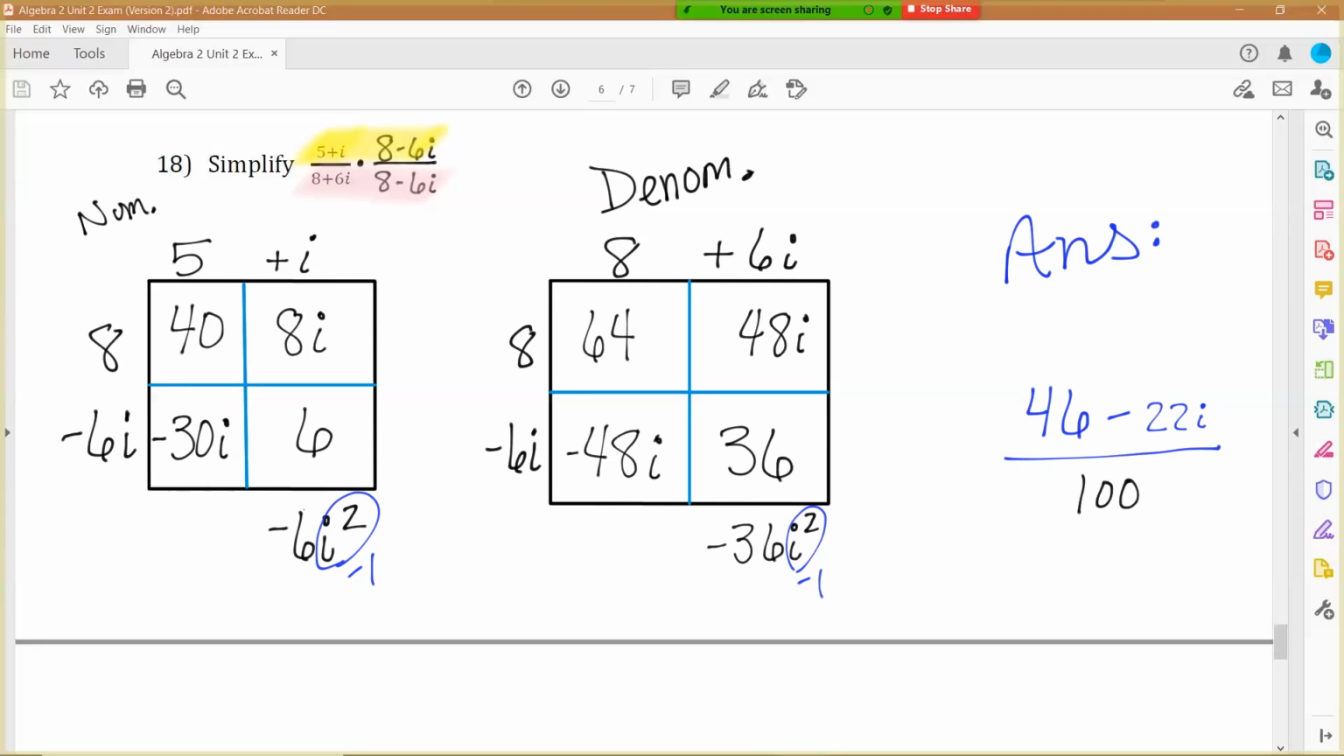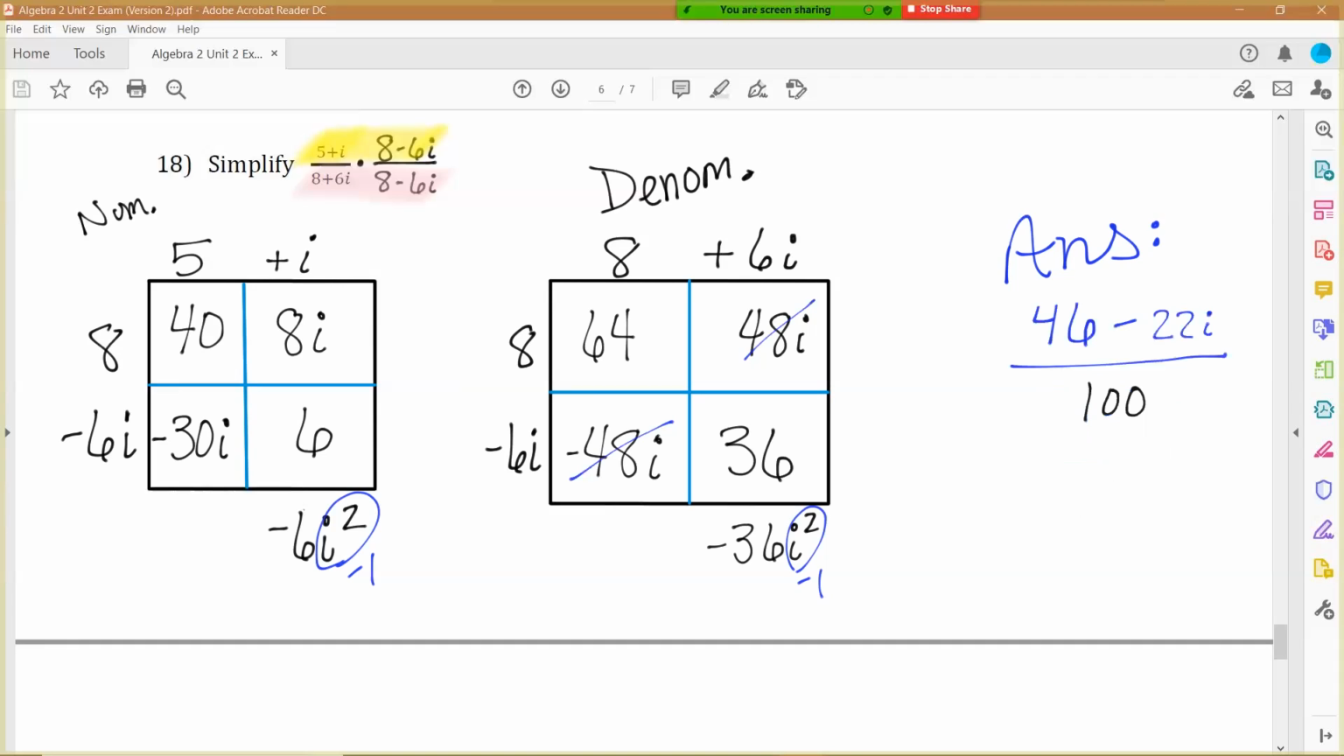When I go to combine my i's, I have 48i and negative 48i, which cancel each other out. So for my answer in the denominator, we're just going to have 100. But then when I look at my answer, I notice all three terms can be divided by 2. So we want to reduce this. So we're going to divide all three terms by 2 to get our final answer of 23 minus 11i divided by 50.